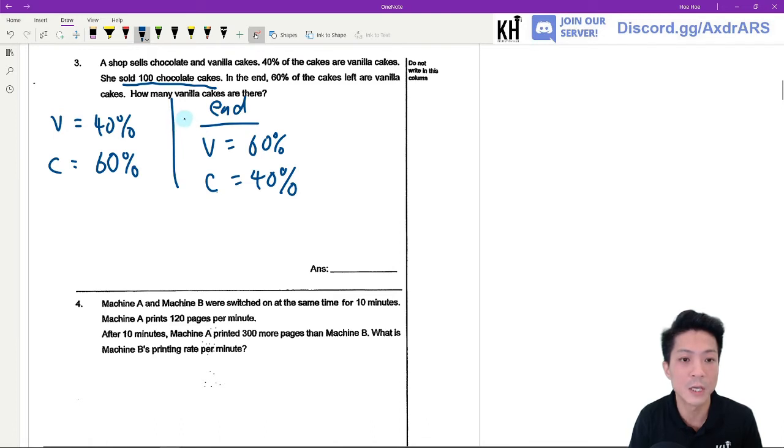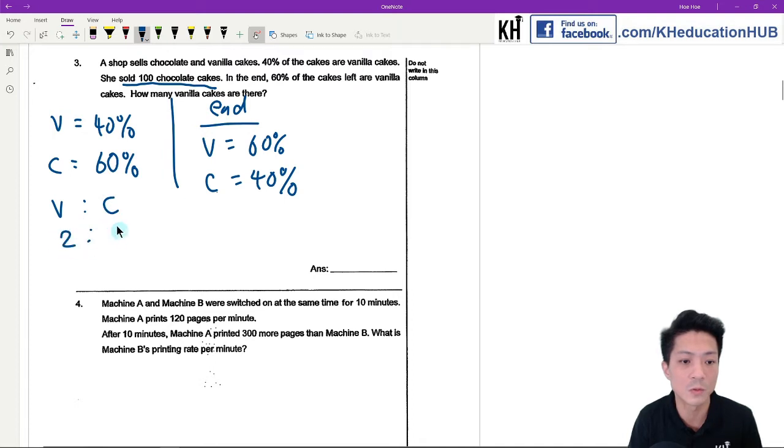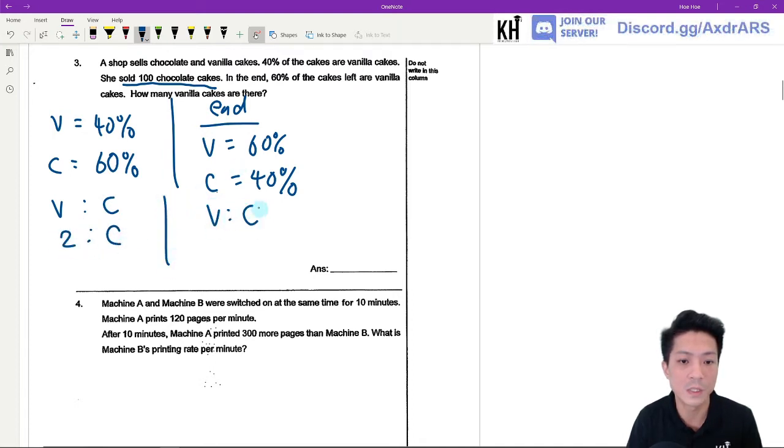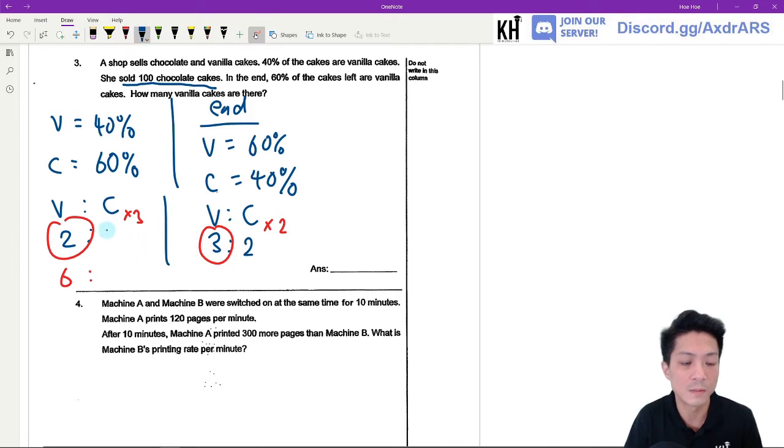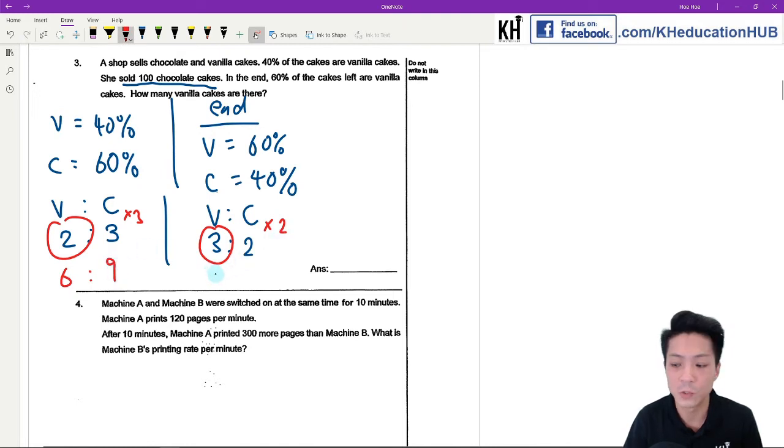In this case, it means that the vanilla cakes remain unchanged. So what I can do is solve it by ratio. V is to C, in simplest form, is 2 is to 3. In the end, V is to C, in simplest form, is 3 is to 2. Since the vanilla cakes remain the same, these two should be the same, so I'm going to times 3 and times 2. Why did I write this? See here, this should be 3. Three times 3 is 9, and 2 times 3 is 6, so 6 is to 4.